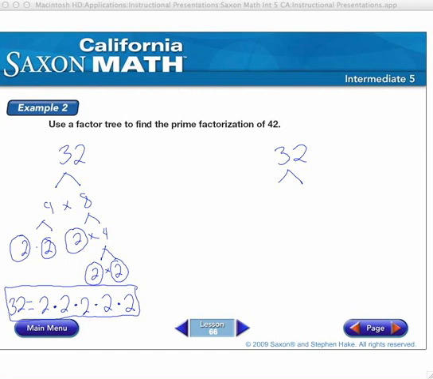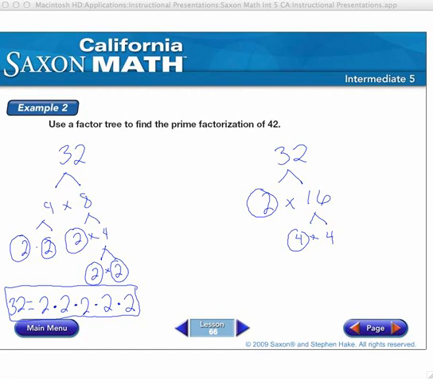However, I also know that 32 equals 2 times 16. Well, here's a prime, but 16 isn't. So I'm going to factor this one out. 16 equals, I can either say 2 times 8 or 4 times 4. It doesn't matter. I'm going to go with 4 times 4.